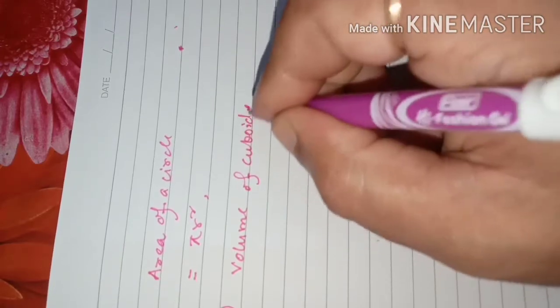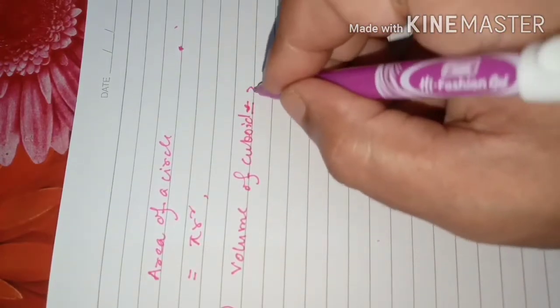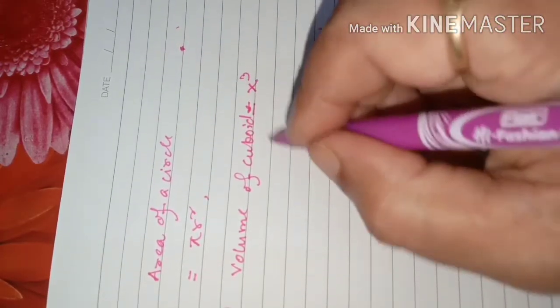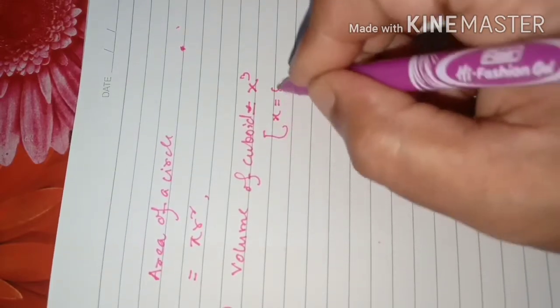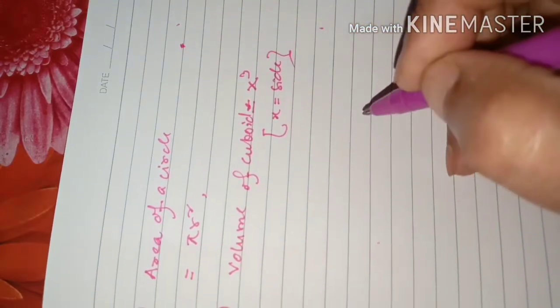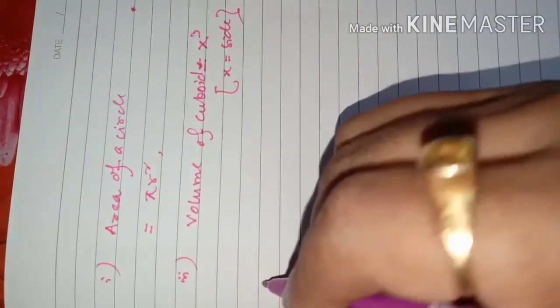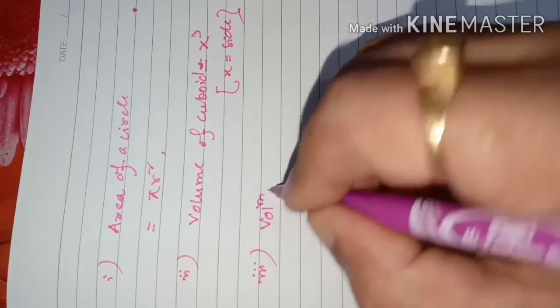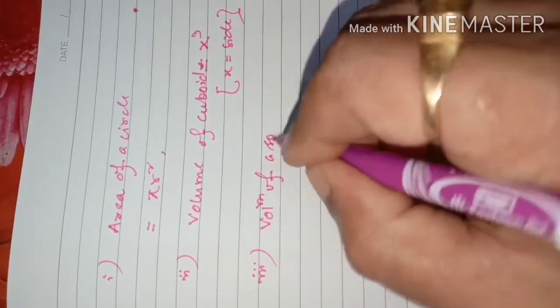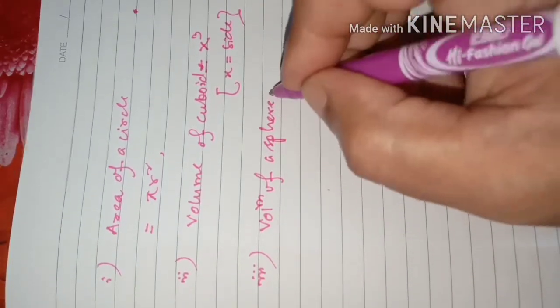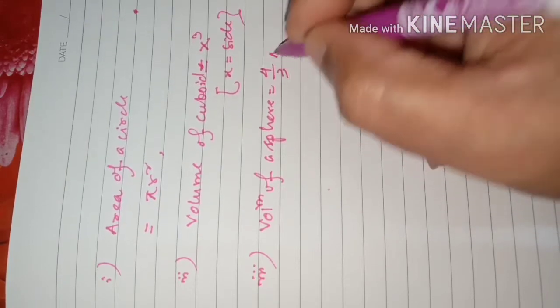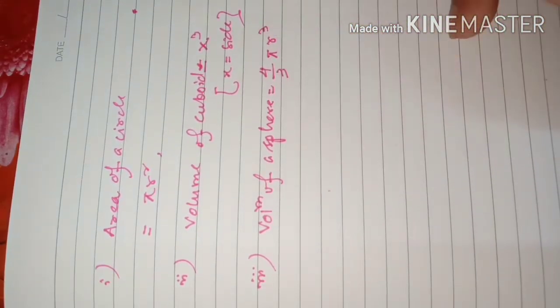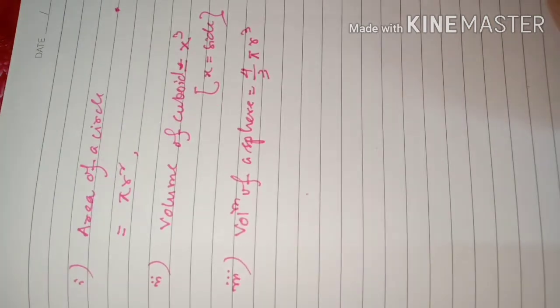Volume of a cube is x cube, where x is the side of the cube. Then volume of a sphere. All this basic formula. Volume of a sphere is 4 by 3 pi r cube, where r is the radius of the sphere.